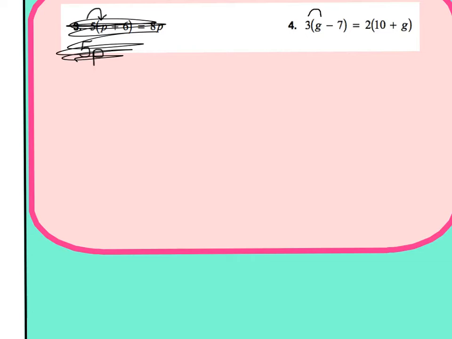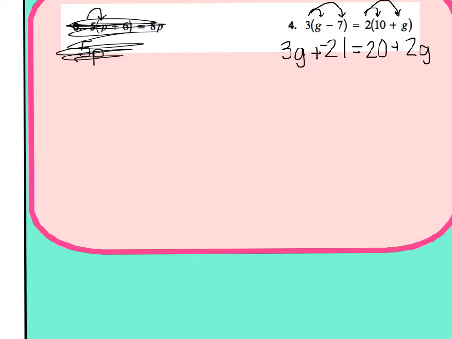Number 4 also requires the distributive property. When the 3 shakes hands with the g, we get 3g, minus, when the 3 shakes hands with the 7, we get 21, equals, now the 2 has to shake hands to give us 20, plus the 2 shakes hands with the g to give us 2g. A lot of students like to keep it, change it, flip it with subtraction. I'm going to get all of my g's together.